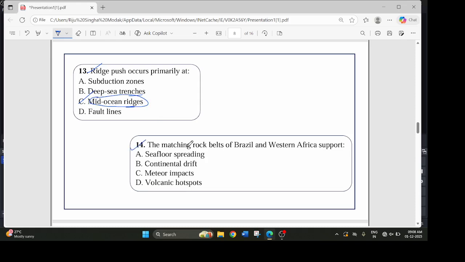Question 14: the matching rock belts of Brazil and Western Africa support seafloor spreading, continental drift theory, meteor impact, or volcanic hotspot. The correct answer is continental drift, which was provided by Wegener in 1912.